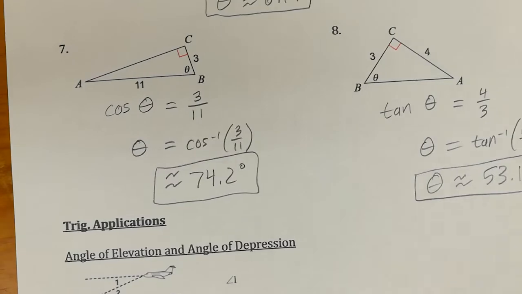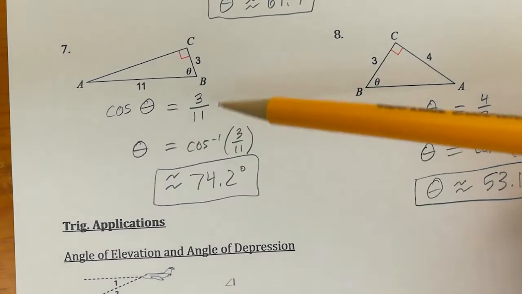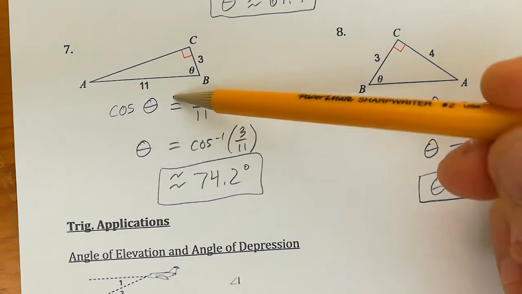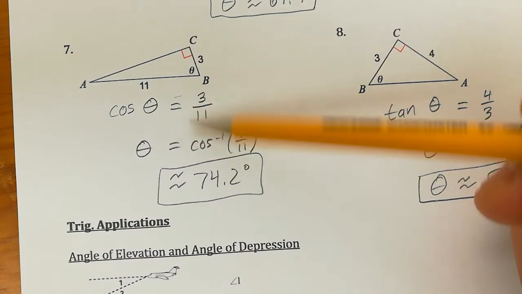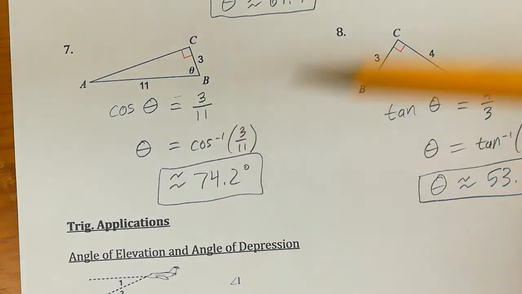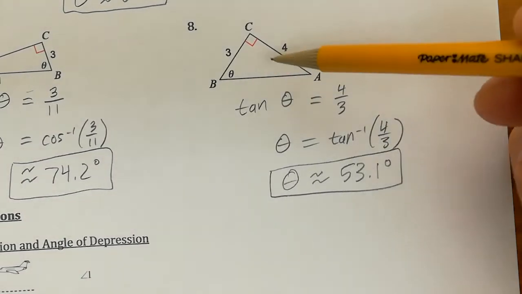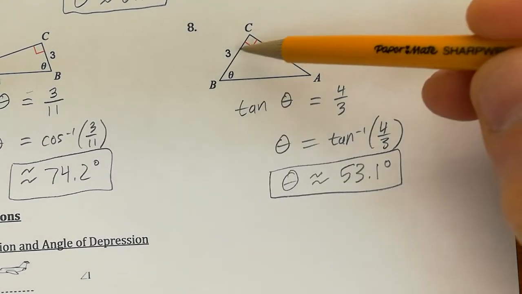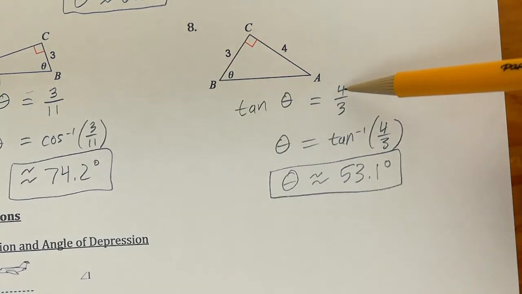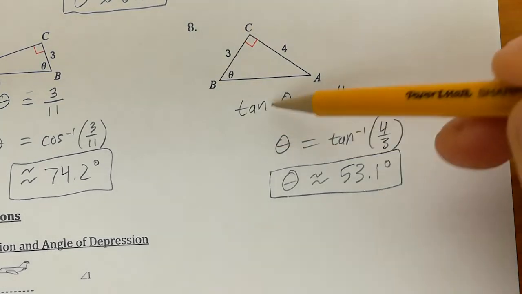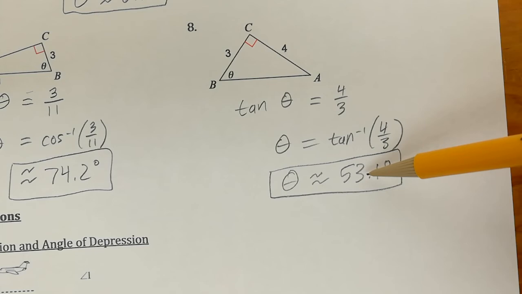All right, so on this one I got 74.2. I didn't show quite as much work, but basically at this step from here to here I took the inverse cosine of both sides. Or you could think about it in terms of the formula up above. Number 8, this was tangent, right? We had opposite and adjacent sides. So 4 over 3, took the inverse tangent of both sides, and I end up with this, which coincidentally is the same answer as number 6.